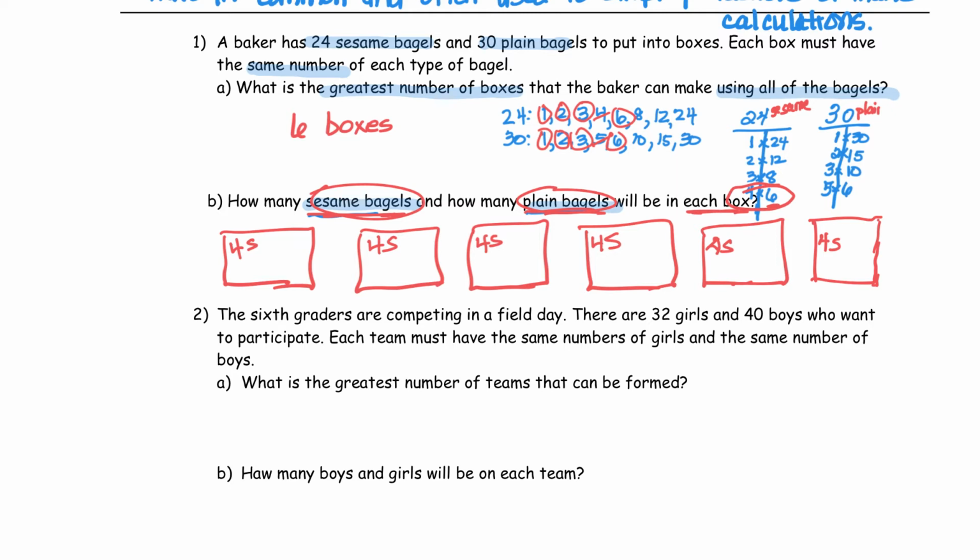And then for the plain bagels, if we circle that, now notice, if we use the T-chart, it's just the number that's on the opposite side of the greatest common factor. And then in each box, there will be 5 plain. So there's 5 plain. And if you do the math, you will see that the 4s, if you count out 1, 2, 3, 4, 5, 6, 4 sesame in each box will make it so that there are 24 total sesame, and 5 times 6 for the plain bagels, you'll see that there are 30 total plain bagels.